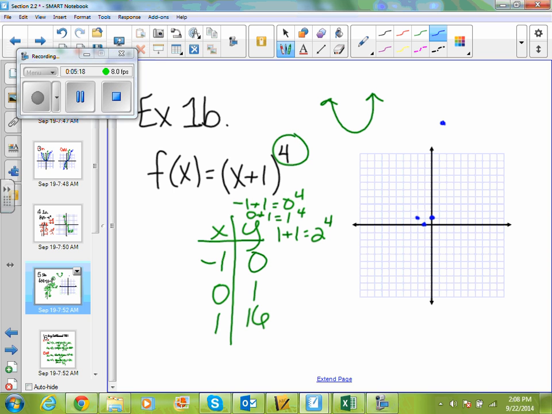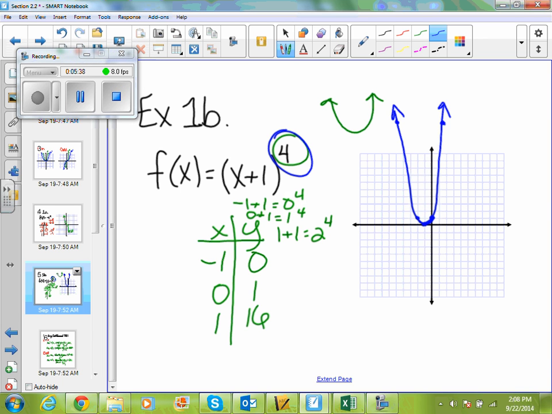And then I also know that these have to be U-shaped graphs, so it's going to be a U-shaped graph, but it's going to be very flat at the vertex, because it's always the bigger the exponent, the flatter at the vertex.